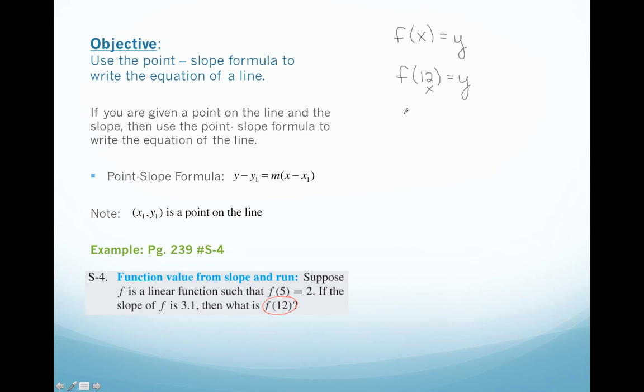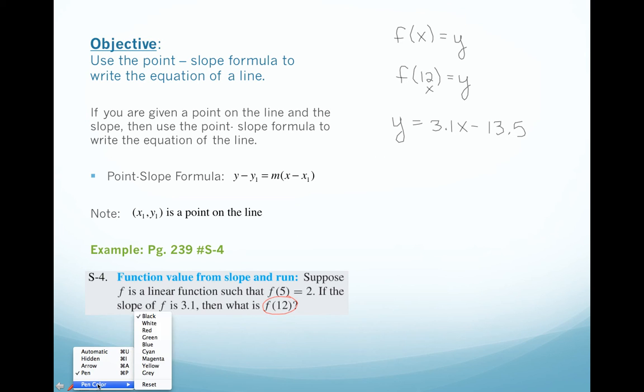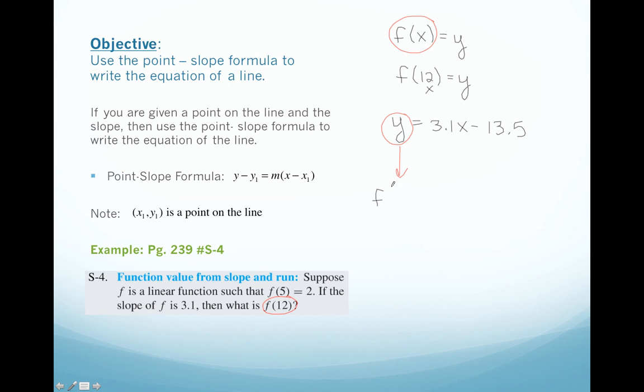Using the equation that we found previously, y equals 3.1x minus 13.5, I'm going to rewrite this equation in functional notation. Because we said that f of x is equal to y, this means that anytime I see y, I can also substitute it with f of x. So now I'm going to rewrite this equation in functional notation. f of x is equal to 3.1x minus 13.5.